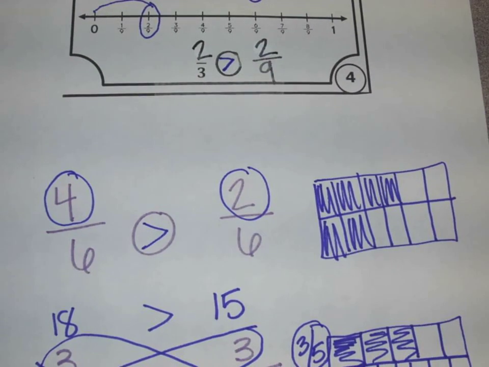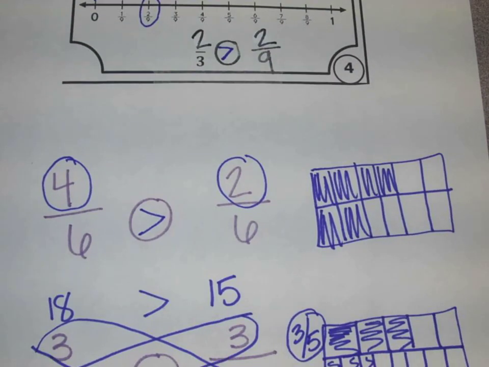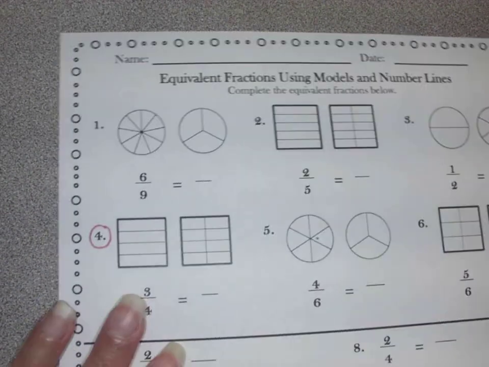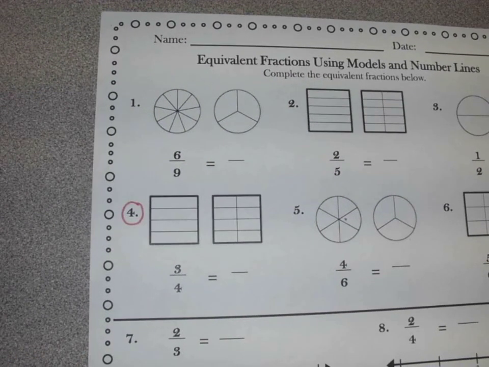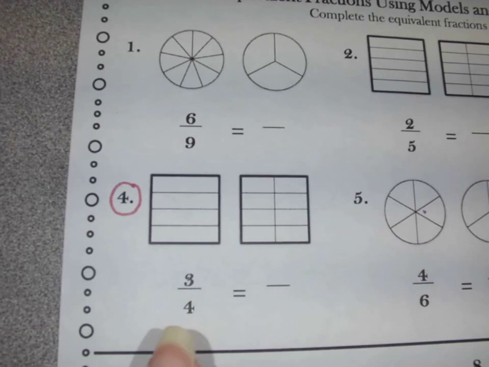And then, of course, you guys can use the butterfly method, cross multiplying to check your answer. All right, let's get into equivalent fractions. Let's review. All right, here are some models. It says, let's complete the equivalent fractions below. I'm going to do one of these.